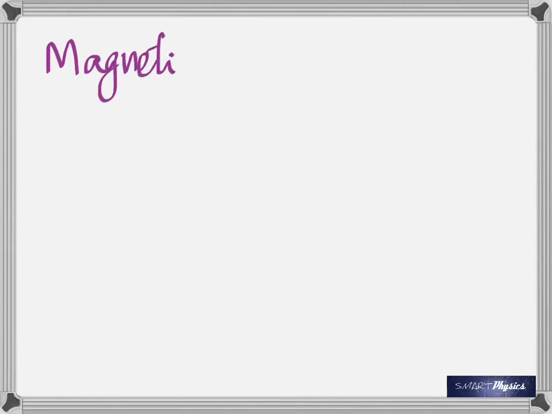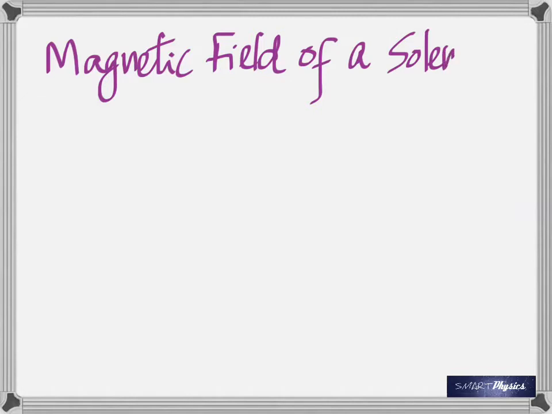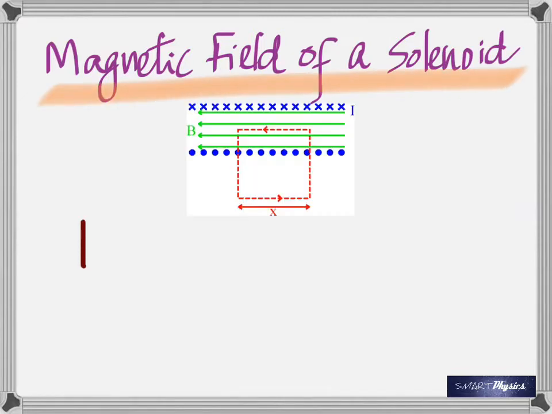Now let's look at the magnetic field of a solenoid. Everybody knows what a solenoid is? A little motor, like in disk drives and things. Okay, a solenoid is an extended coil. It's a coil that's extended, as you can see in the diagram.